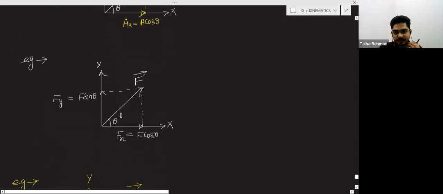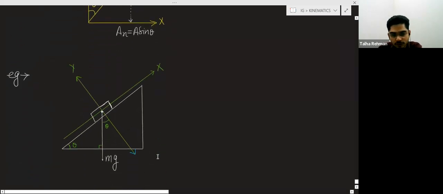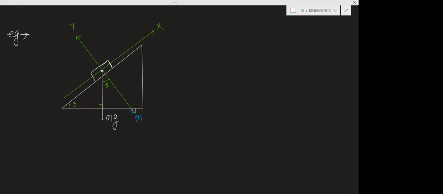See here. This is the force, and along this axis, this force is making an angle theta. So along this axis, the component will be F cos theta. So here also, this is basically a force, a gravitational force, and this force is making an angle theta with this axis. So what is the component along this axis? Mg cos theta.